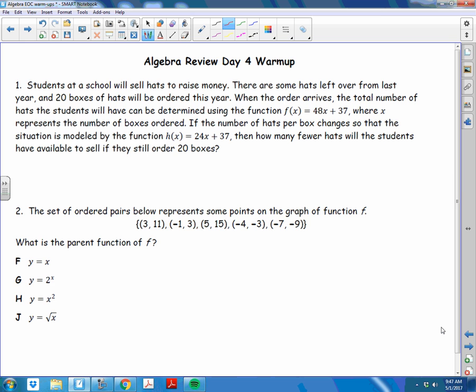So here we go. Students at a school will sell hats to raise money. There are some hats left over from last year, and 20 boxes of hats will be ordered this year. When the order arrives, the total number of hats the students can have can be determined by using the function. The minute you see this, put a little box around it because that's very important. It gives you the equation. You're good to go. Where X represents the number of boxes ordered. So all of a sudden, now we know what the variable stands for. Number of boxes ordered.